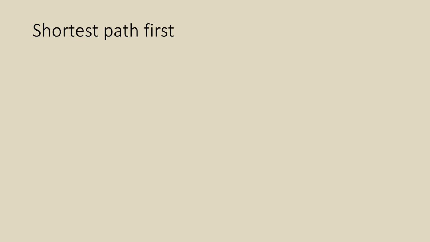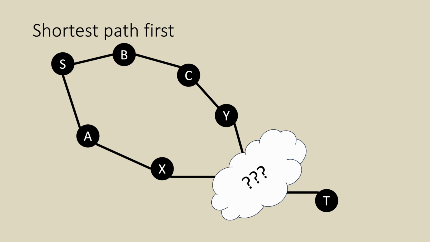Let's look at this. While X and Y can be a part of the shortest path from S to T, which path has the most potential? Obviously, S, A, X, because two edges are less than three edges.